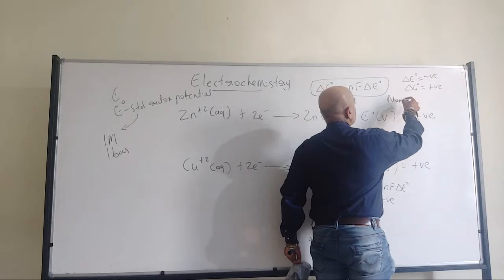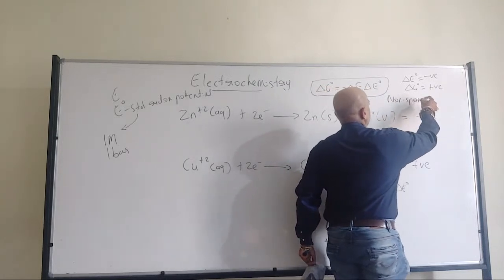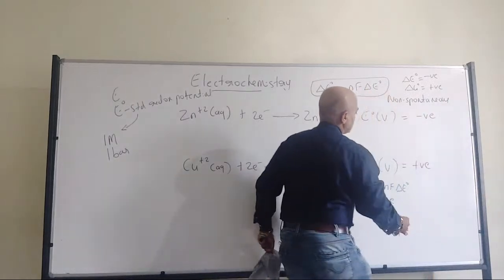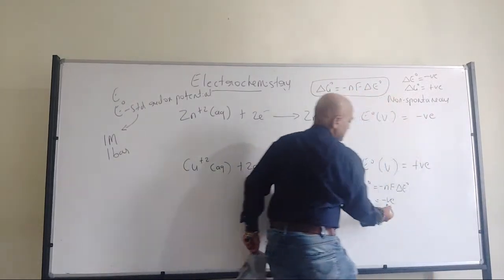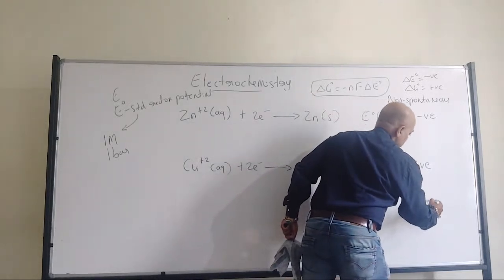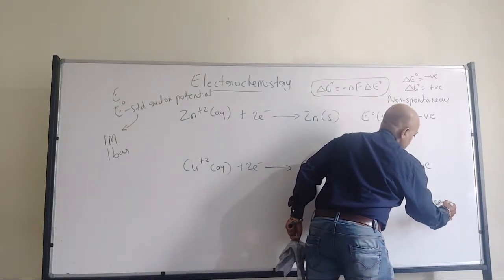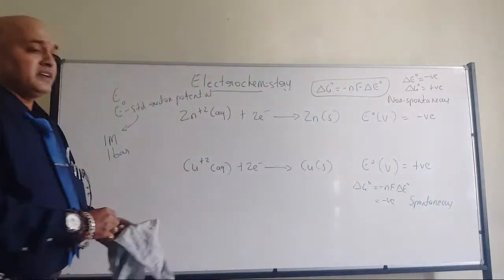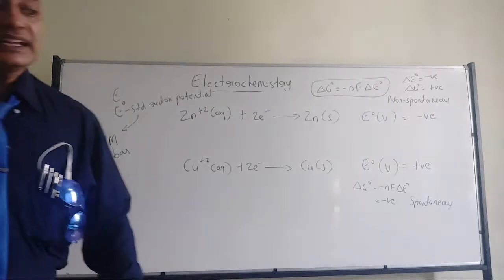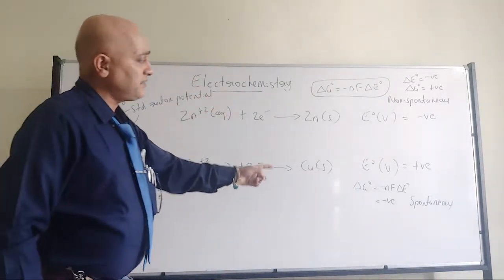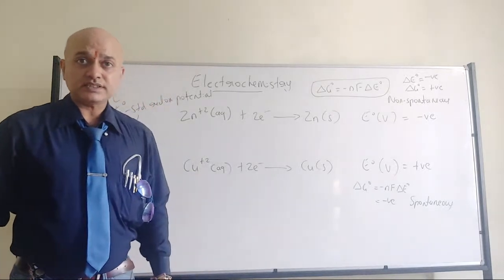It is a non-spontaneous process. That means this process will not happen so easily. And whenever delta G naught value is negative, it indicates that it is a spontaneous process. All of you are understanding? That's where we have the non-spontaneous process, and that's where we have the spontaneous process.